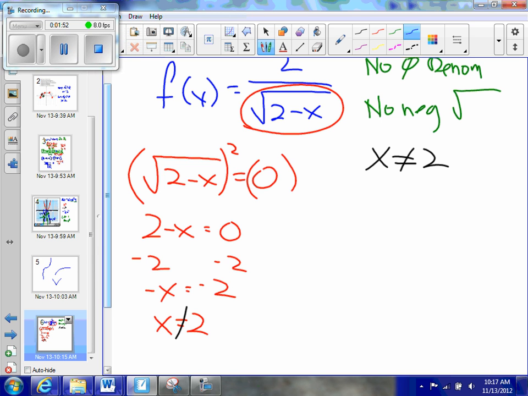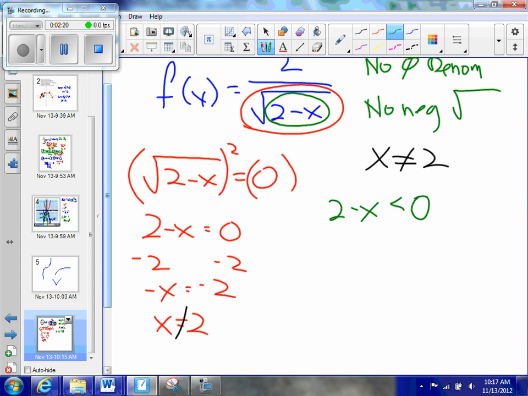And I have this other thing. This problem has both radical signs and denominators. So I need to know what's underneath my radical sign has to be greater than or equal to 0. It cannot be a negative number. So to find out what I want to exclude, I'm going to go 2 minus x. Well, if that's less than 0, those are the things that I need to exclude.